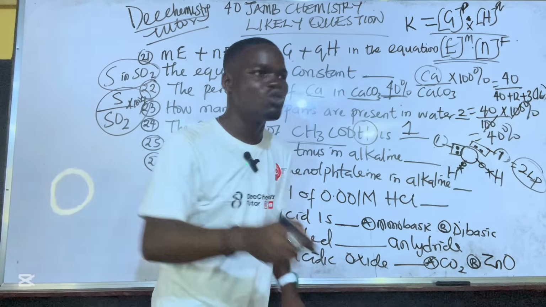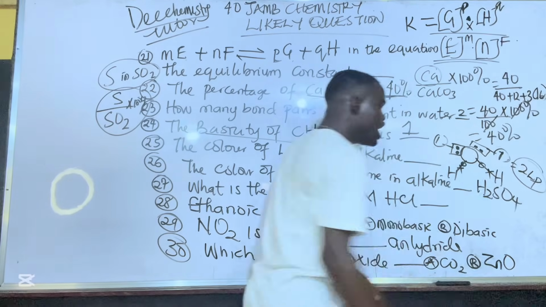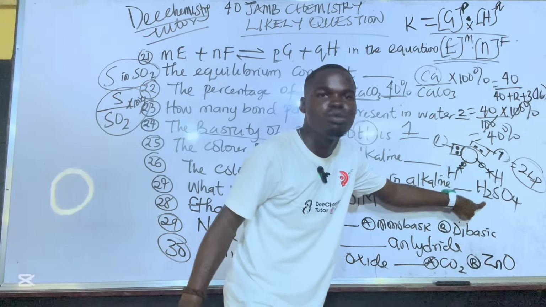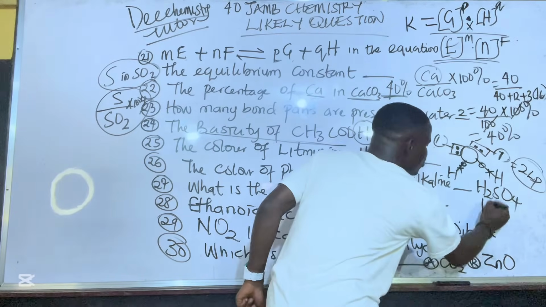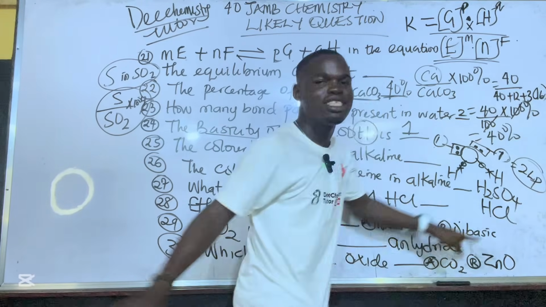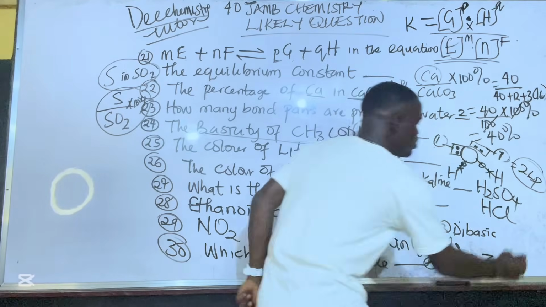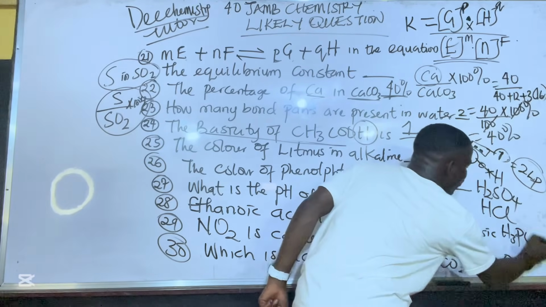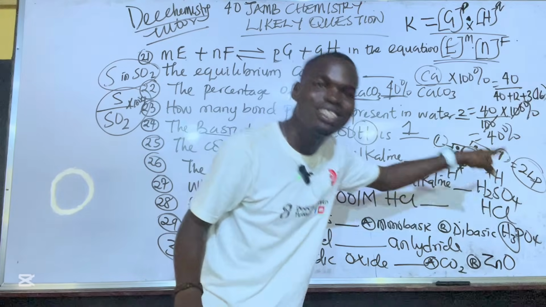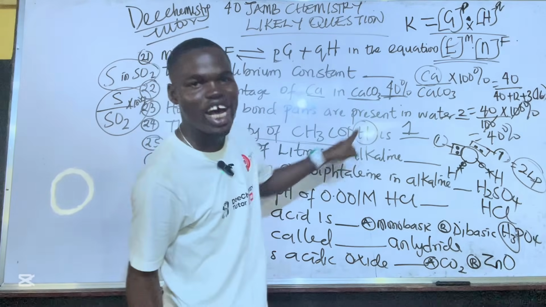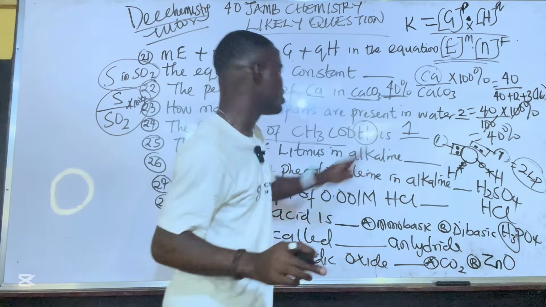So if JAMB asks you, what is the basicity of H2SO4? Yes, the H2 here is replaceable. So the basicity of H2SO4 is 2. What is the basicity of HCl? Yes, the whole H here is replaceable. So the basicity is 1. Let's say, what is the basicity of H3PO4? The whole H here is replaceable. Hence, the basicity is what? 3. But for this one, yes, there can be a lot of hydrogen, but the only one that is replaceable is 1. So that's why this is the answer.